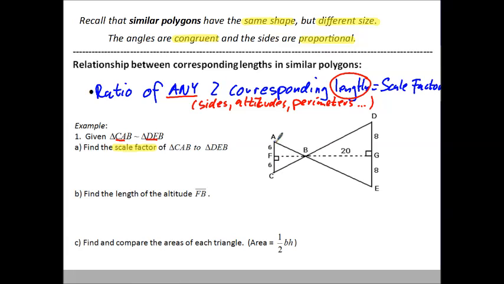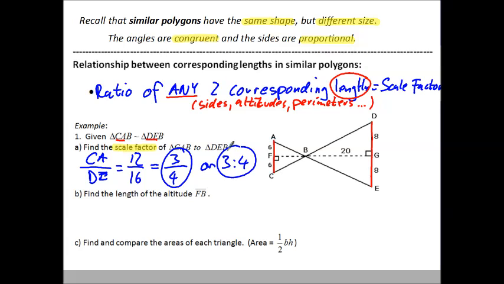Now CA is this side over here, and CA is 6 plus 6, so 12 units long, and DE over here, 8 plus 8 is 16 units. So CA over DE is equal to 12 over 16, which we can of course simplify to get 3 over 4. We could also write it with a colon, 3 to 4, and this is our scale factor.